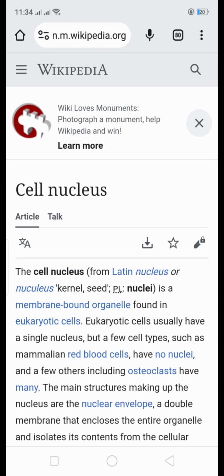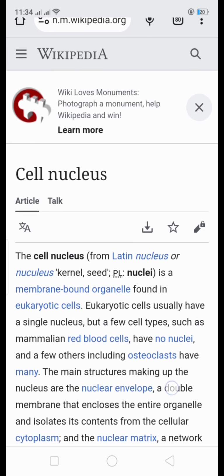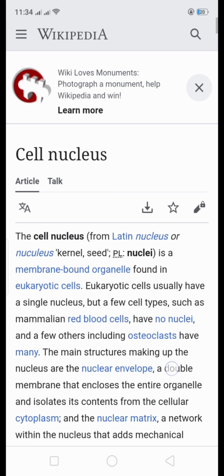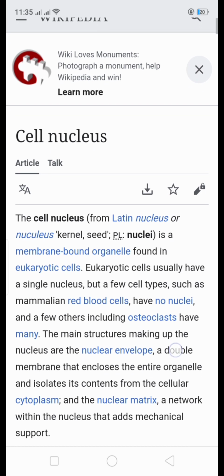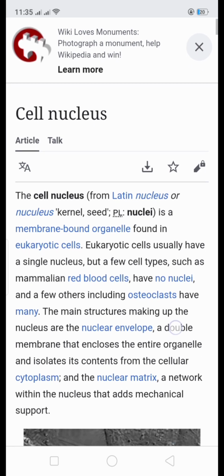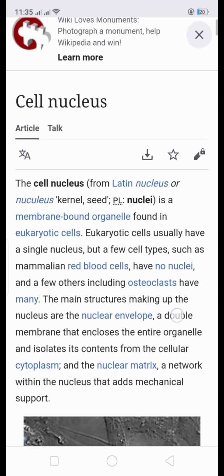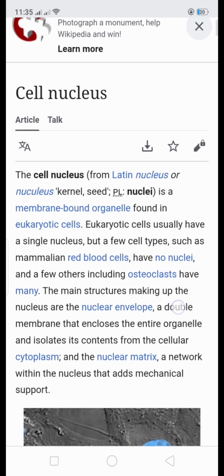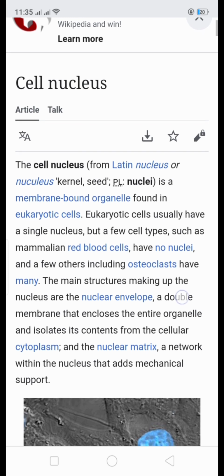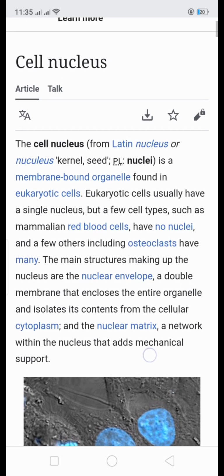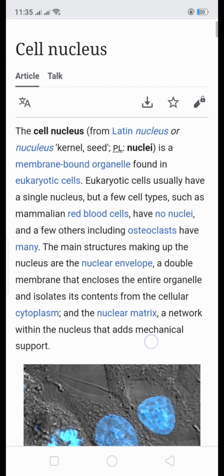Today our topic is the cell nucleus. The cell nucleus, from the Latin nucleus or nucleus, meaning kernel, plural nuclei, is a membrane-bound organelle found in eukaryotic cells. Eukaryotic cells usually have a single nucleus, but a few cell types, such as mammalian red blood cells, have no nuclei, and a few others, including osteoclasts, have many.